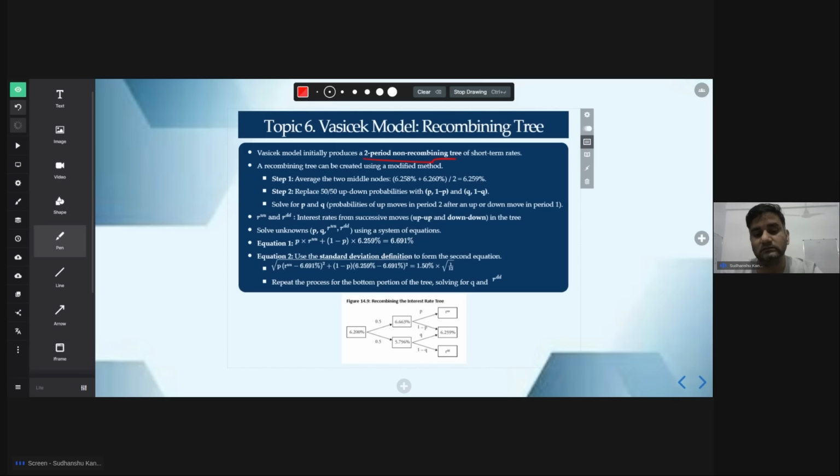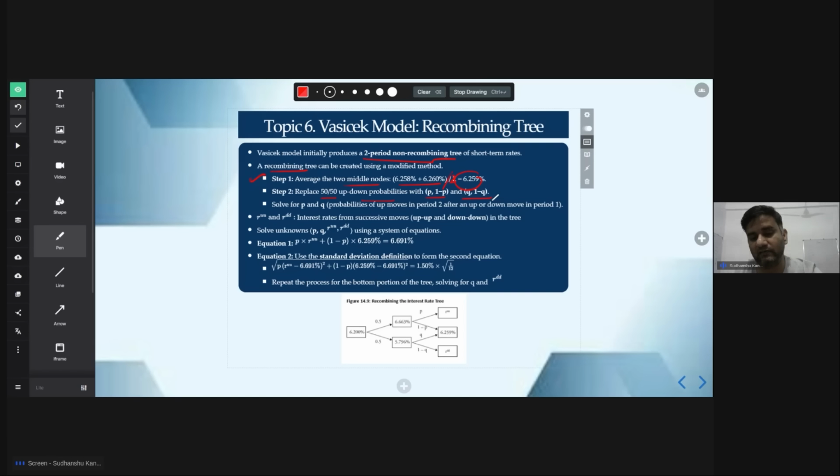We got it. So the solution here is the recombining adjustment, right? What is the recombining adjustment we are doing, guys? Step one is to average the middle nodes, 6.258 and 6.260. We get 6.259, dividing by 2. Then replace the middle node with 6.259. Step two is to adjust the probabilities. Replace your fixed 50-50 up-down probabilities with P, 1 minus P, and Q, 1 minus Q.